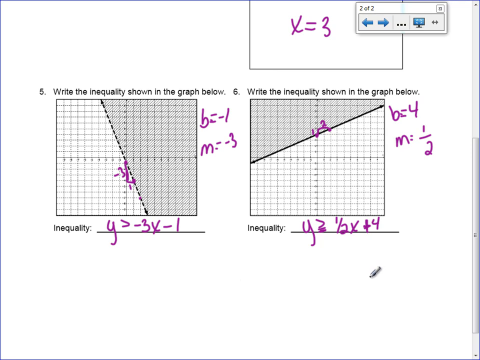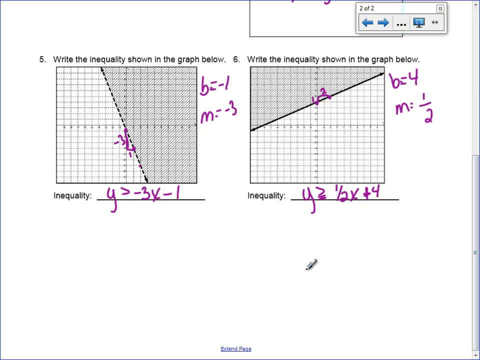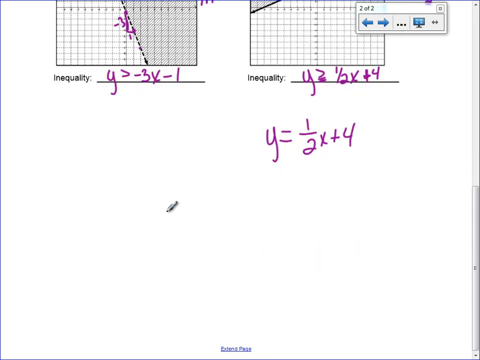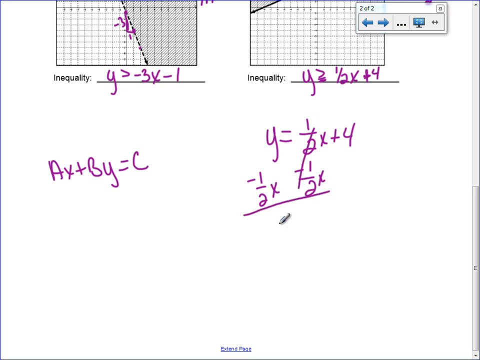Now let's talk about putting this in standard form, because you need to see another thing, go to standard form. So let's say that my equation was y equals 1/2 x plus 4, and I needed it to be in standard form, so I have to make it look like this. So I need x and y on the same side, so I've got to move this 1/2 x, so I will have to subtract 1/2 x. So I end up with -1/2 x plus y equals 4.